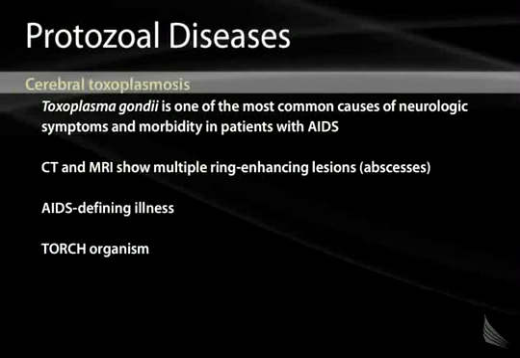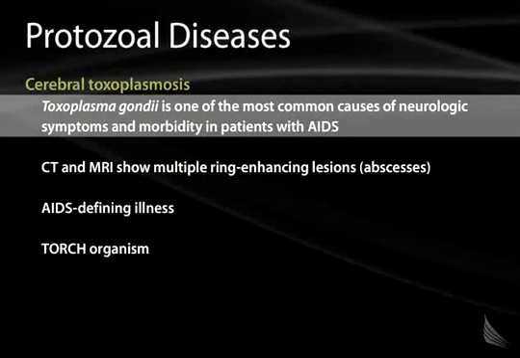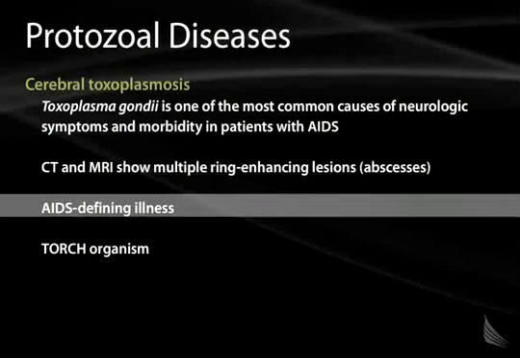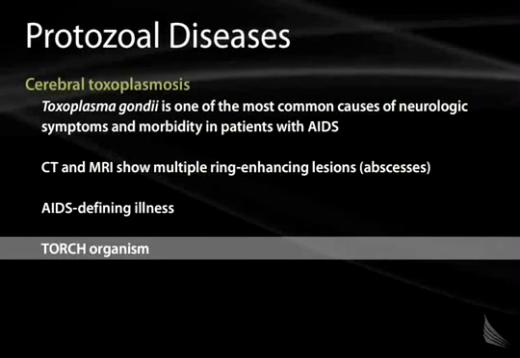Cerebral toxoplasmosis. It's caused by Toxoplasma gondii, one of the most common causes of neurological symptoms and morbidity in patients with AIDS. On CT or MRI, you will see multiple ring-enhancing lesions, which represent abscesses caused by this protozoa. It is an AIDS-defining illness and a TORCH organism.